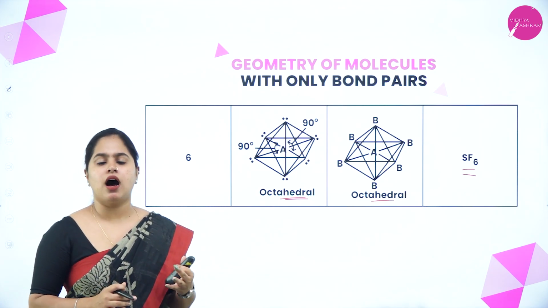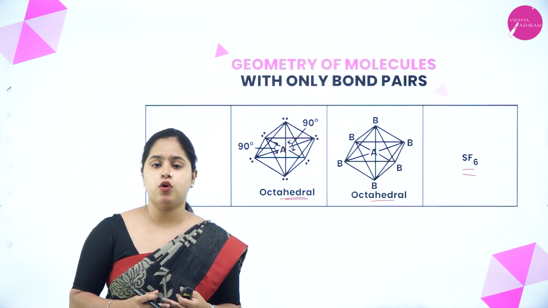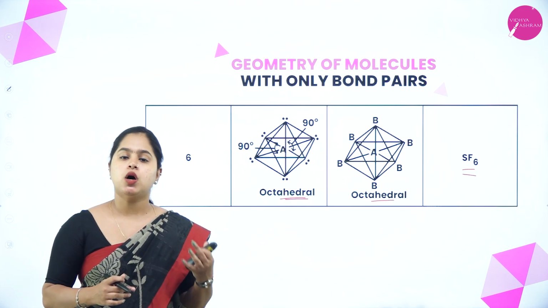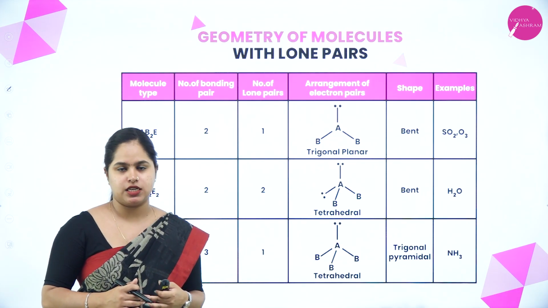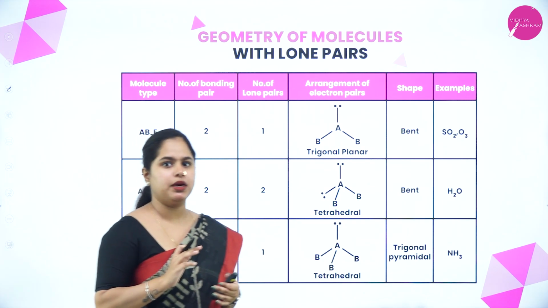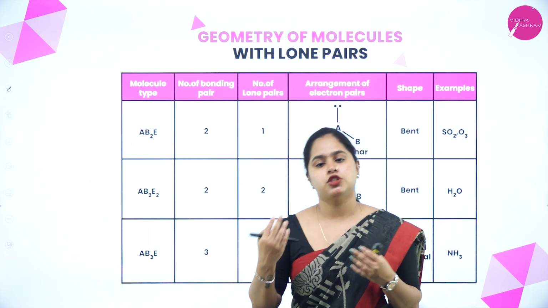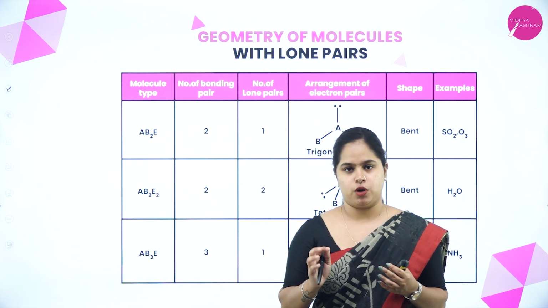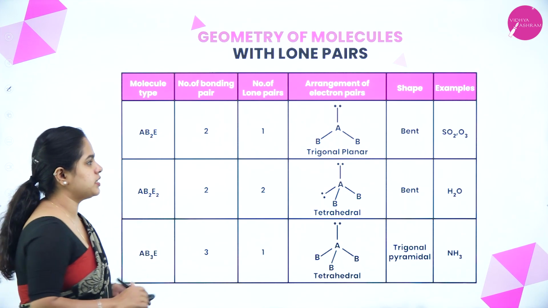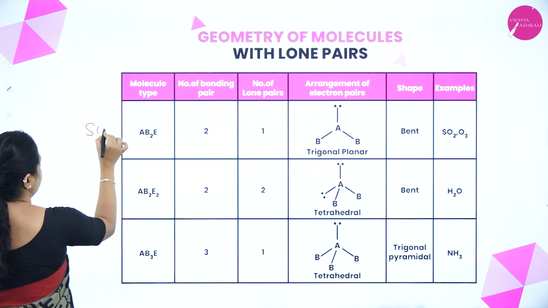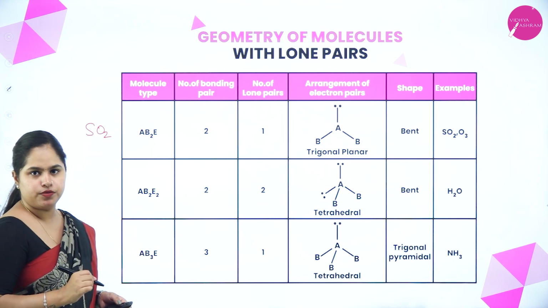Now, these are the examples that we discussed for only bond pairs. Now we are going to include lone pairs as well. So the shape will be different. I told you before, right? The geometry and shape will be different now. So now let's begin with the first example. Let's take the example of SO2 molecule.